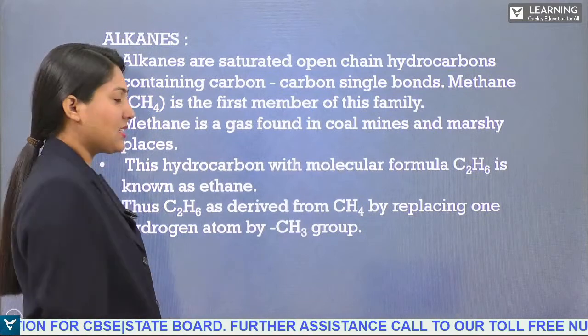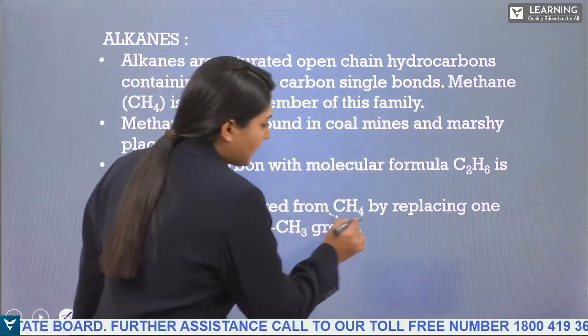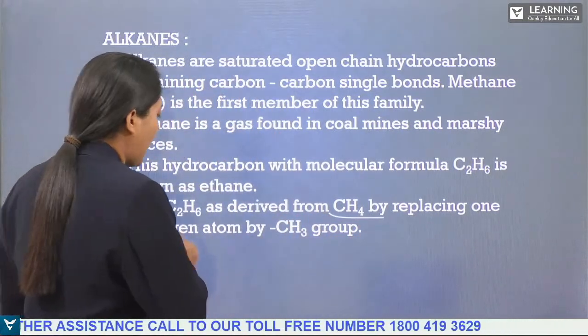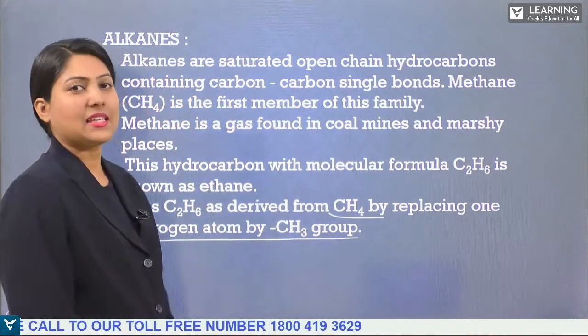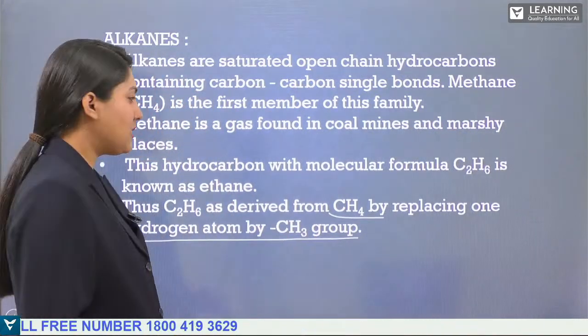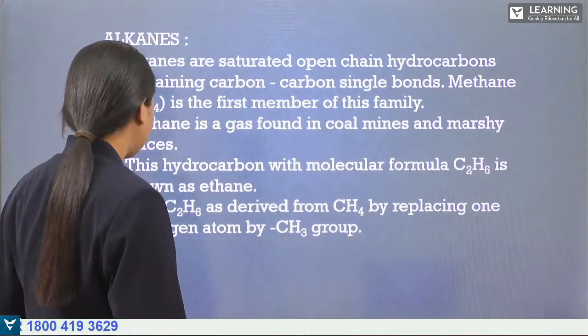The C2H6 is derived from methane by replacing one hydrogen atom by a CH3 group. What is the CH3 group now?